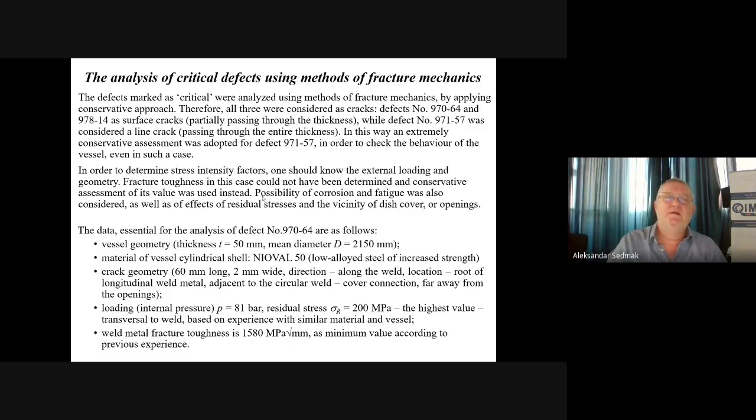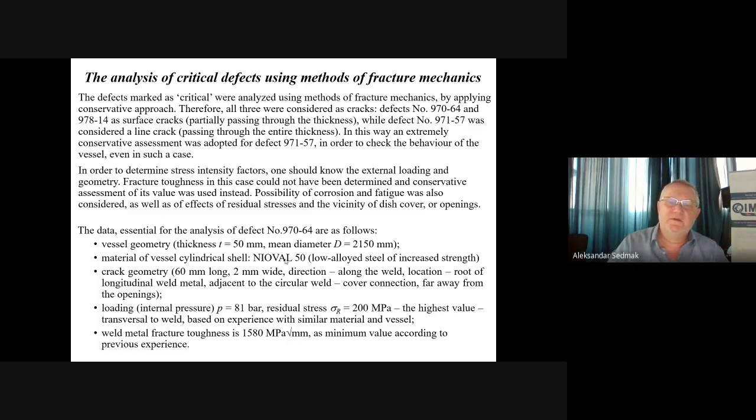Therefore, knowing also that corrosion and fatigue were not an issue, but keeping in mind that residual stress might be an issue because we didn't know if there was any kind of post-weld heat treatment, we used the following data. Vessel geometry, that was at least something reliable, material of the vessel, low alloyed steel with high strength, about 500 megapascals for yield strength, so-called second generation.